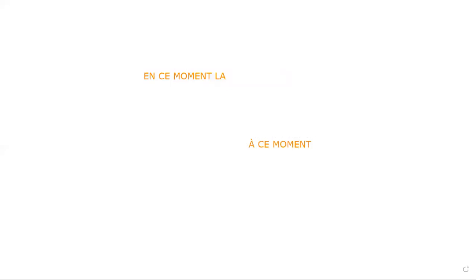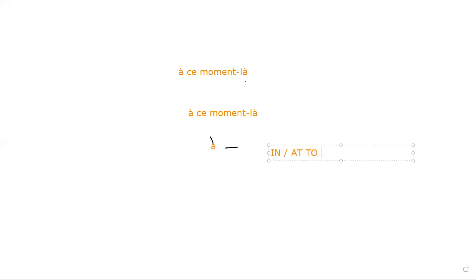À ce moment-là, children, read aloud please. À ce moment, at this point of time. Literally, à is a preposition, children. Whenever you have an accent, you know we have an accent like that. This is a preposition which means in, at, and to. But we have an intensive course going on.